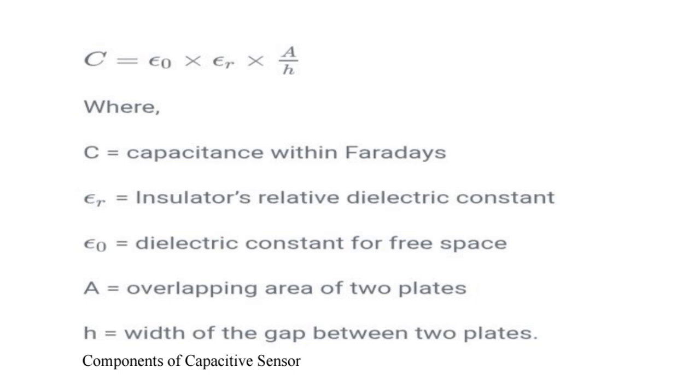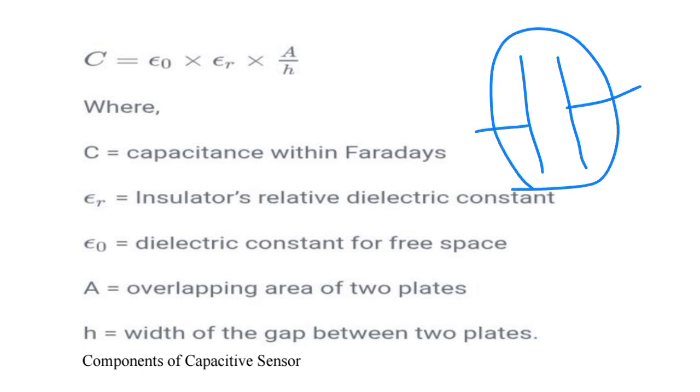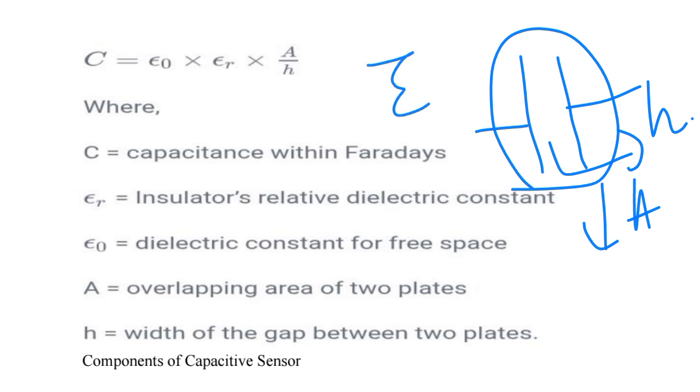See this diagram: you keep two parallel plates like that. The overlapping area is called A and the distance in between is called h, and epsilon r depends on the material. Epsilon naught is common for all capacitors, as it is the dielectric constant for free space. Okay, so this is the basic concept involved in the capacitance sensor.